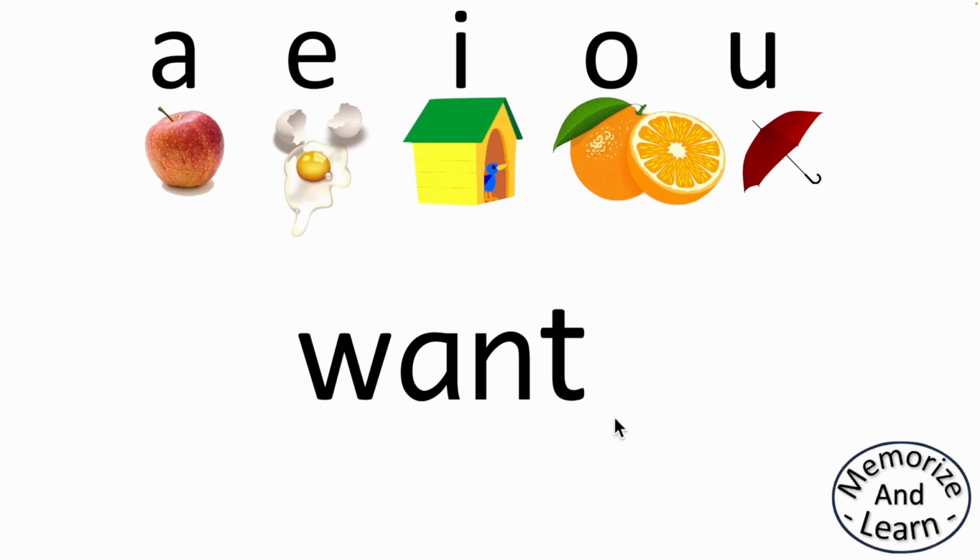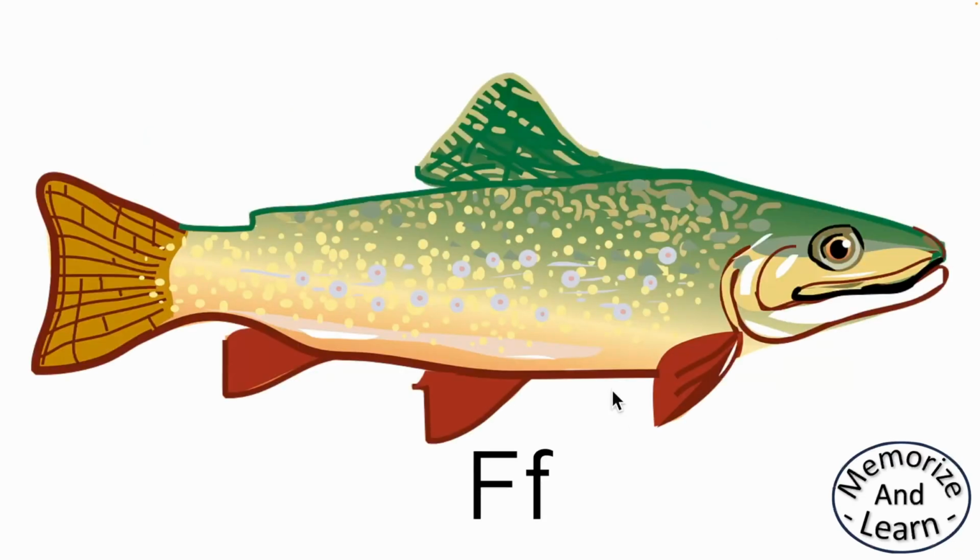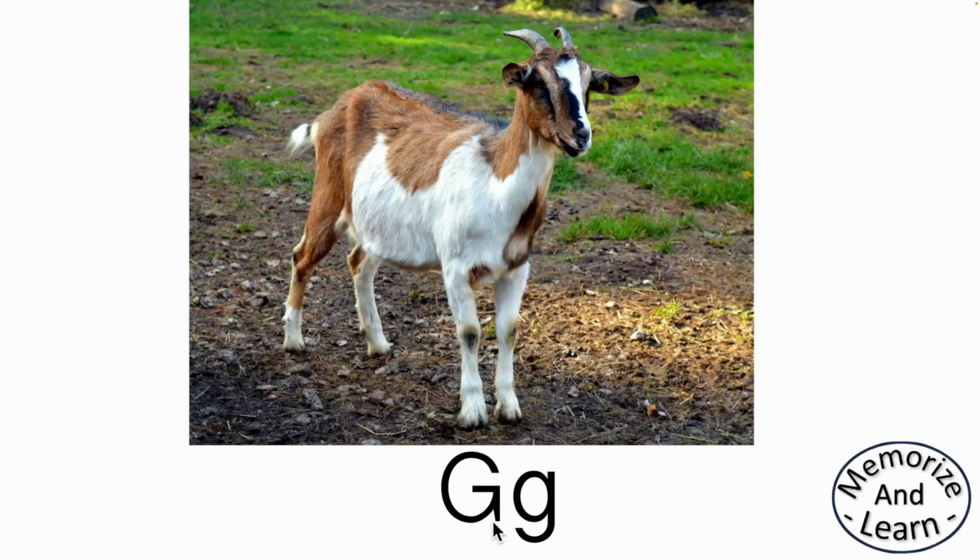Let's read another word. What is the sound for this letter F? F makes the sound F. The word fish starts with the sound F. What is the sound for the letter G? Usually, G makes the sound G, like goat. The word goat begins with a G.